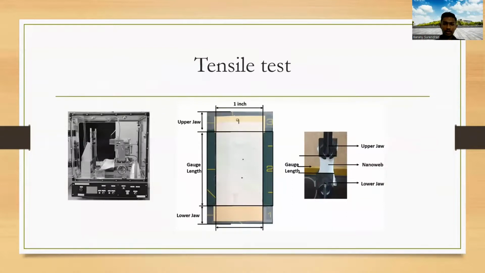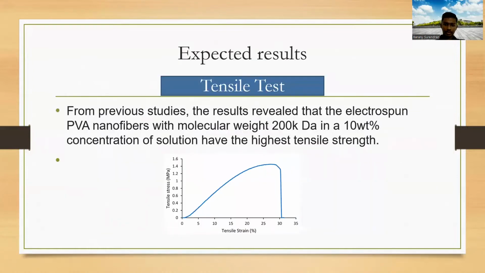And this is the second test, which is the tensile test. Here is the sample machine which is used for the tensile test. These are the placements, and the white color is the nanofiber material. And these are the expected results, and the graph would be shown in my study.